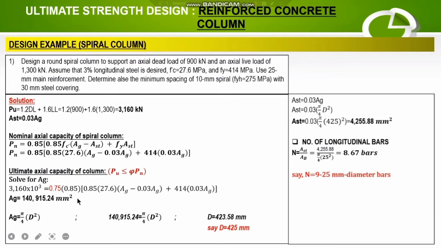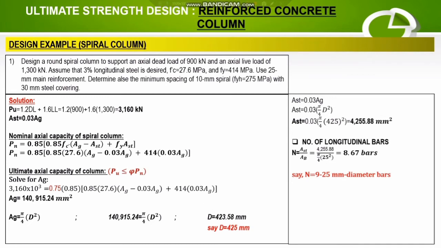So we can solve the gross area of our column, which is Ag equal to 140,915.24 mm squared. Since it is a round spiral column, the cross-sectional area of the column is just the area of a circle. So A sub G is equal to pi over 4 times D squared. Substituting the value of Ag, 140,915.24 equals pi over 4 times d squared, we can solve for the diameter of our round spiral column. So the diameter d is equal to 423.58 mm. Or shall we say, the diameter is equal to 425 mm.